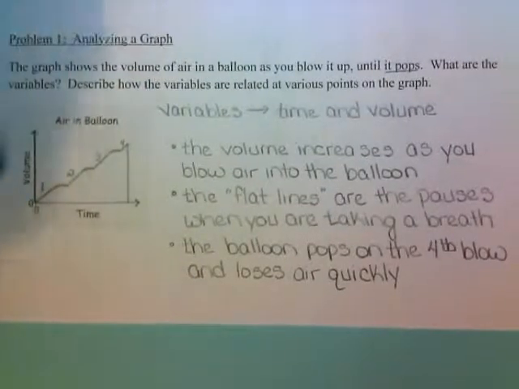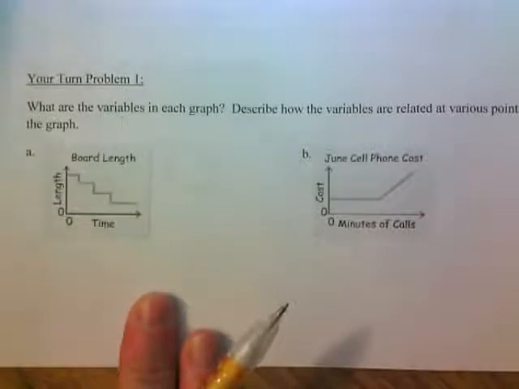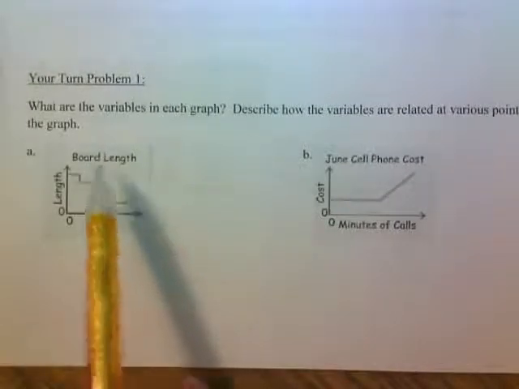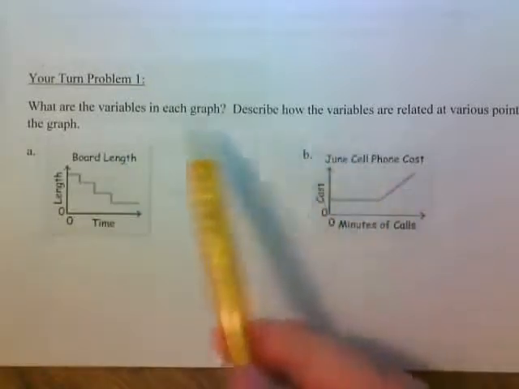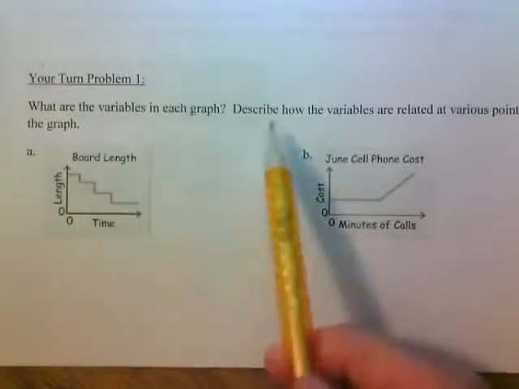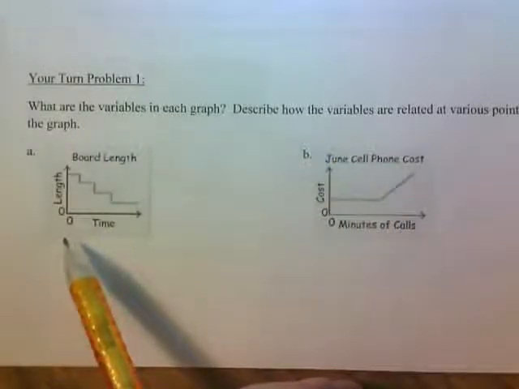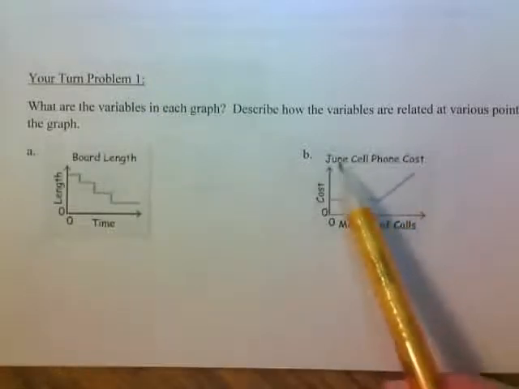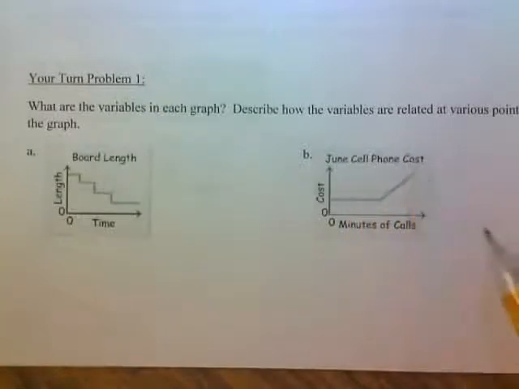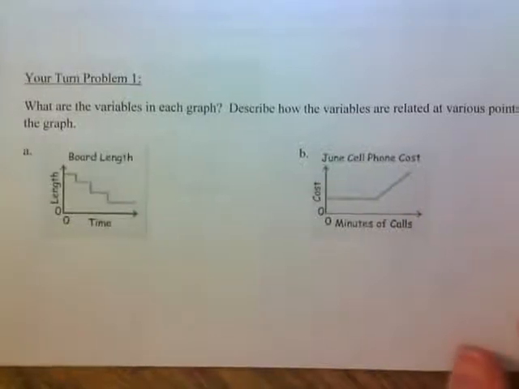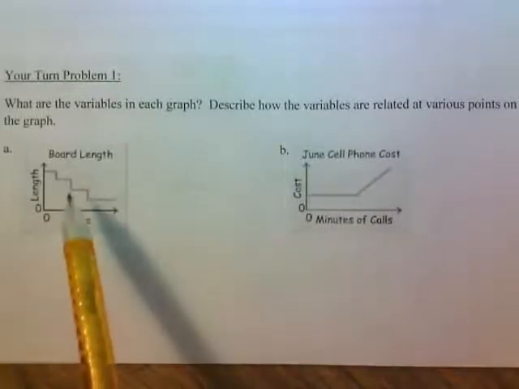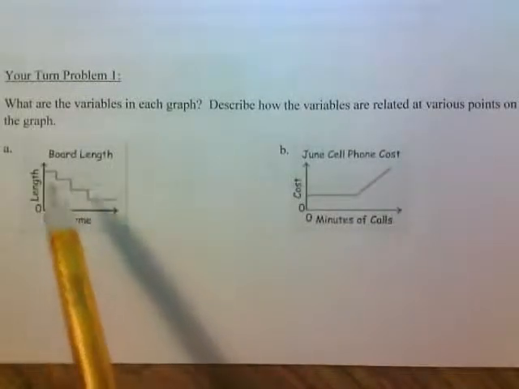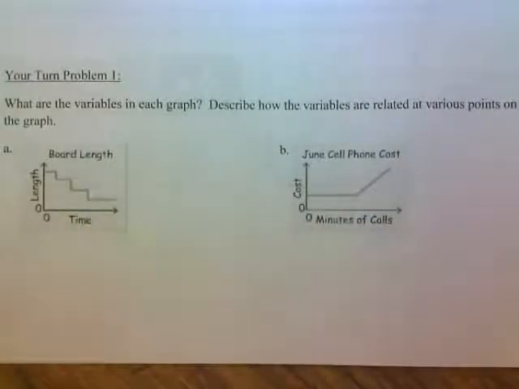So I want you to take this, you've got two your turn problems here. Your turn problem 1A, we're talking about board length. And so I want you to identify the variables in this graph, and describe the variables and how they relate, just like we did in the last one. And then this one, B, June cell phone cost. So how much is it costing you just in the month of June for your cell phone? So very short, doesn't have to be very lengthy. You can also bullet point like we did on the last one, but describe these two graphs.